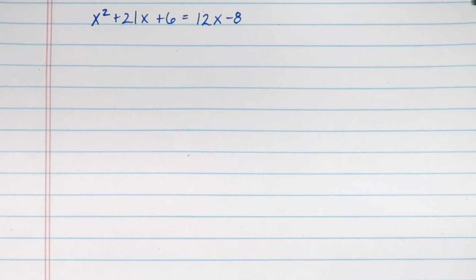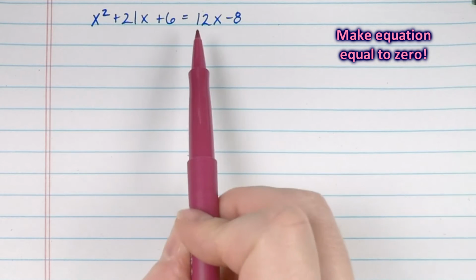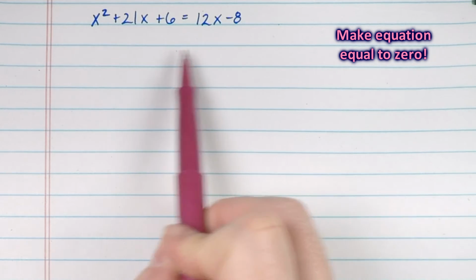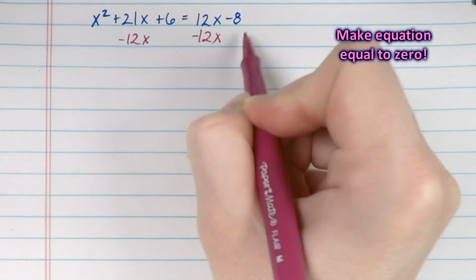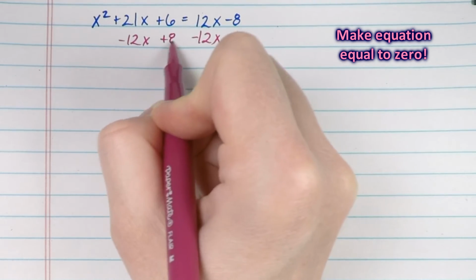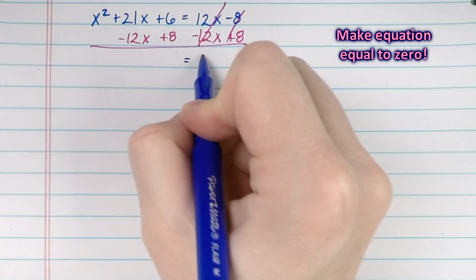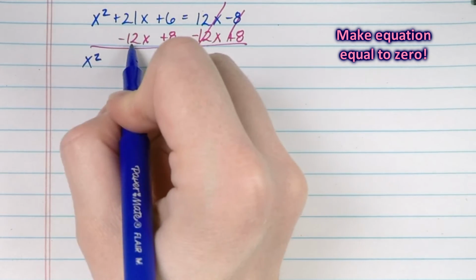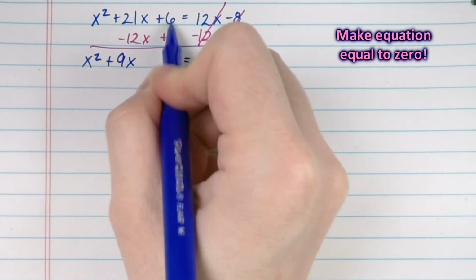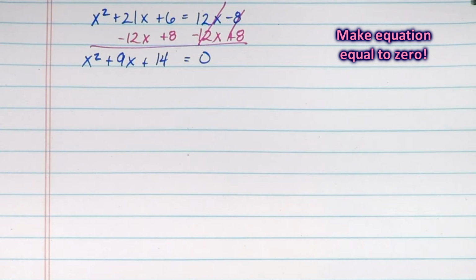Here's our first example. Now, if I want to solve this equation using the quadratic formula, it has to be equal to 0. So I'm going to move all of my terms to one side. I'm going to take these terms on the right side and move them to the left. So I'm going to subtract 12x from both sides, and then I'm also going to be adding 8 to both sides. So these cancel out, so now my equation is going to be equal to 0, which is what I want. And then on the left side, if I combine all my like terms, I've got x squared. Combining these, I get 9x, and then combining these constants, I'll get 14. So now it's equal to 0, and now I can use the quadratic formula.